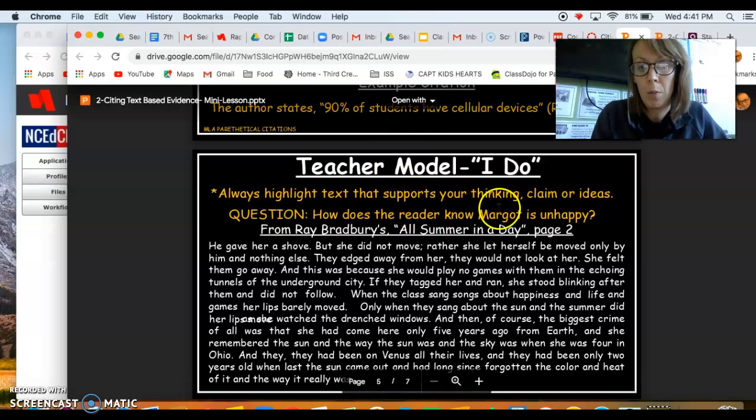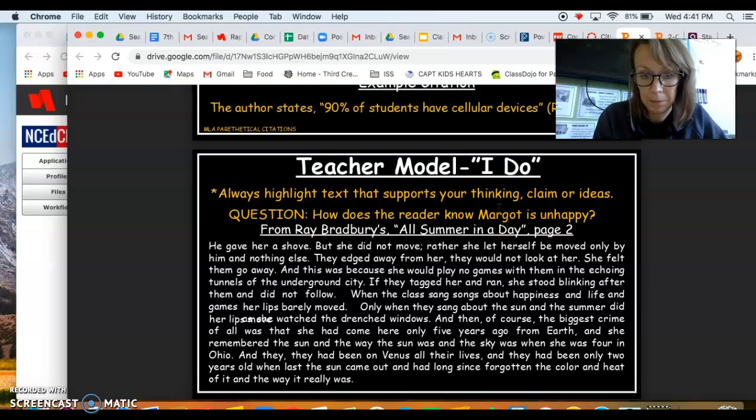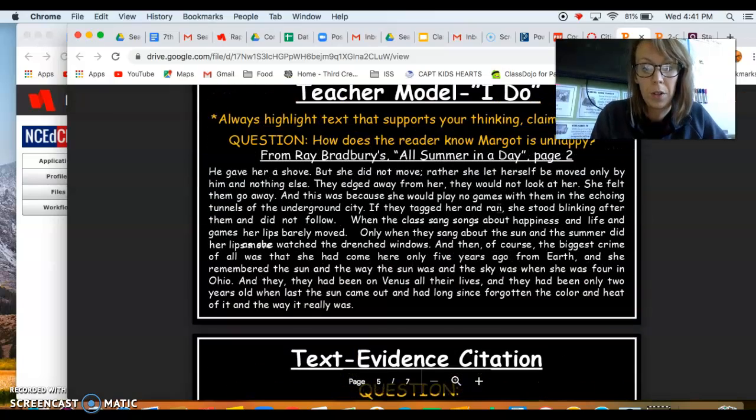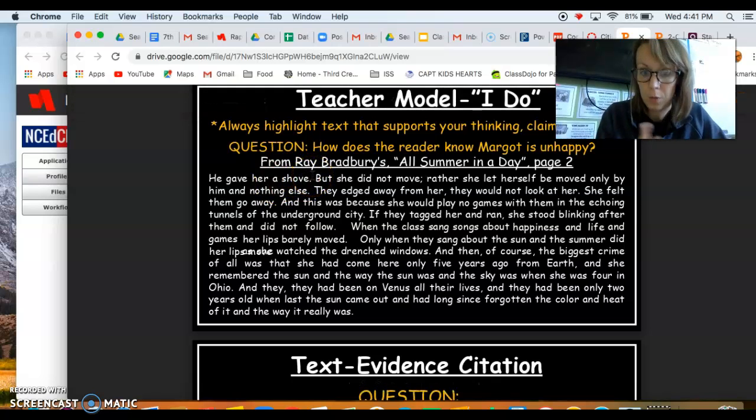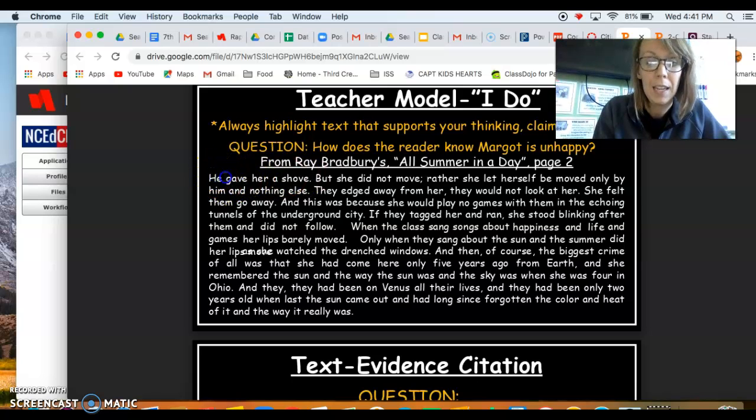How does the reader know Margot is unhappy? Okay, so he gave her a shove. This is from Ray Bradbury's short story called All Summer in a Day. Here we go. "He gave her a shove, but she did not move. Rather, she let herself be moved only by him and nothing else.